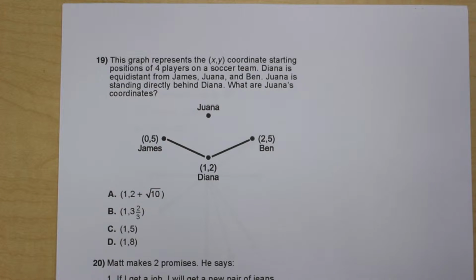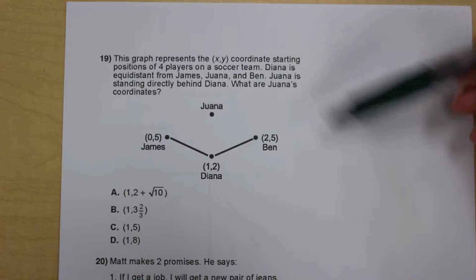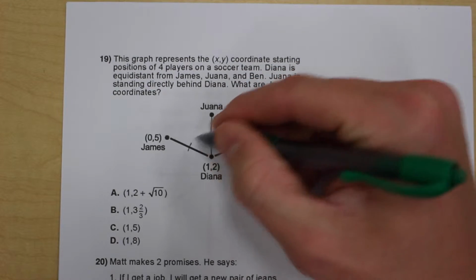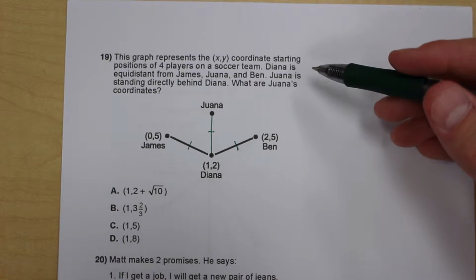The graph represents the XY coordinates starting positions of 4 players on a soccer team. Diana is equidistant from James, Juana, and Ben. Okay, so they don't have this line in here, but I'm going to draw it in there. Juana is standing directly behind Diana.